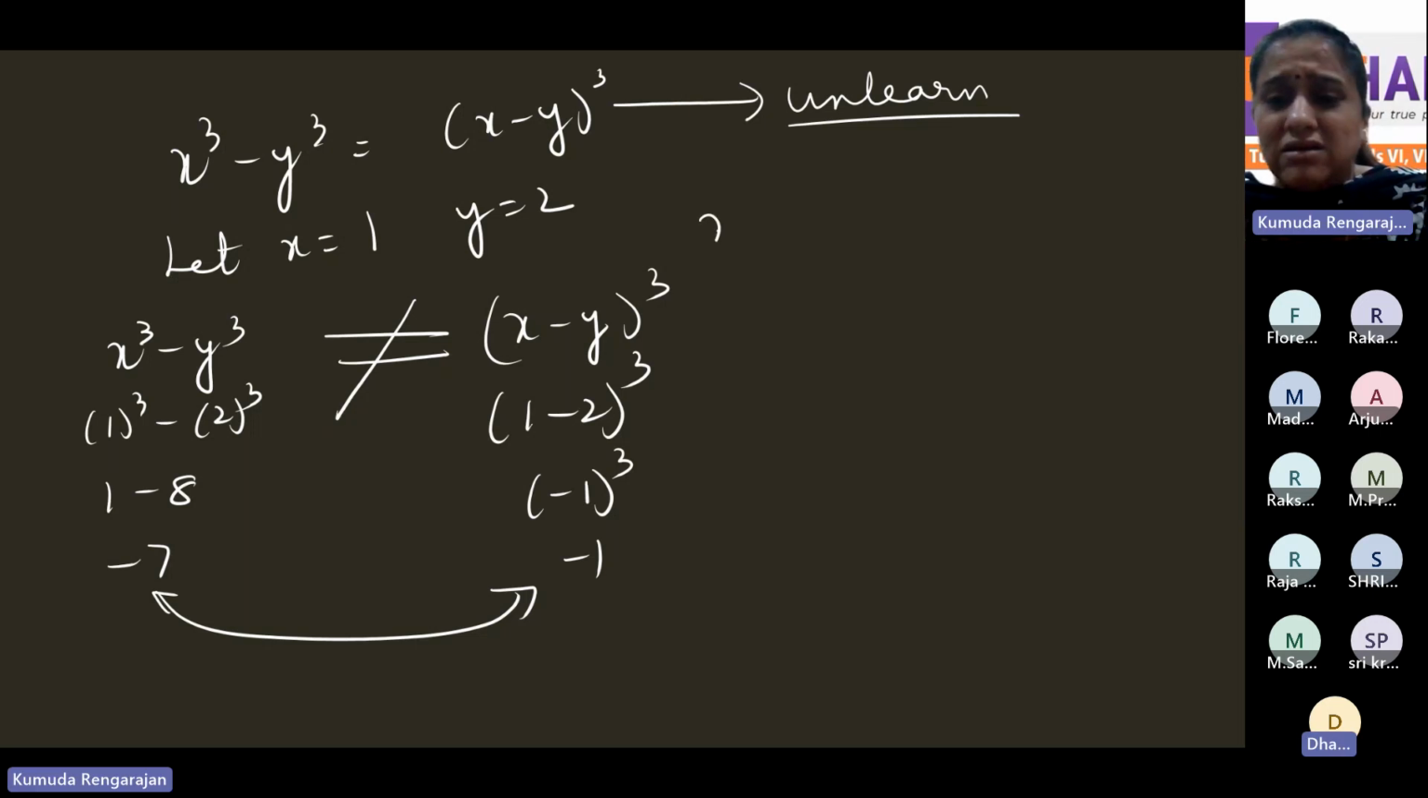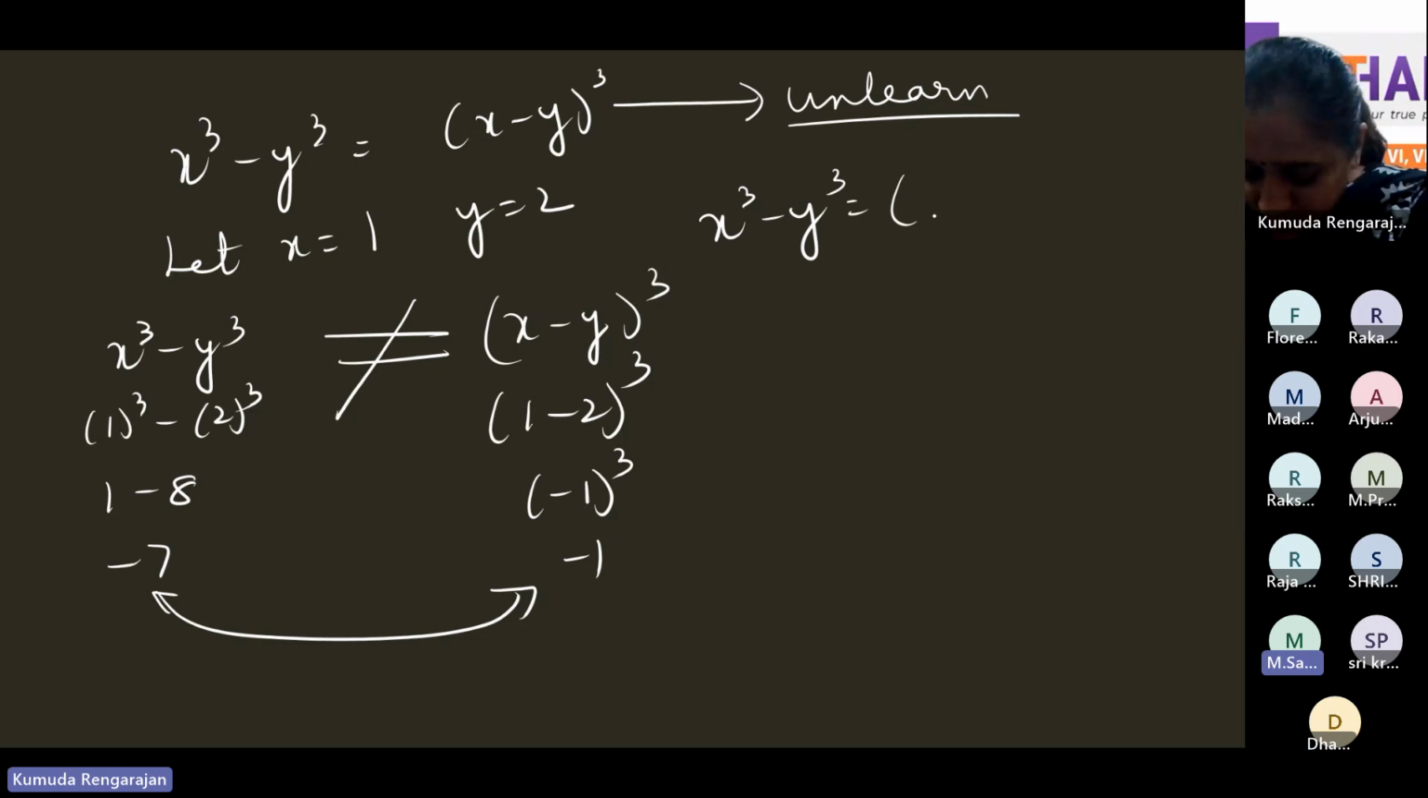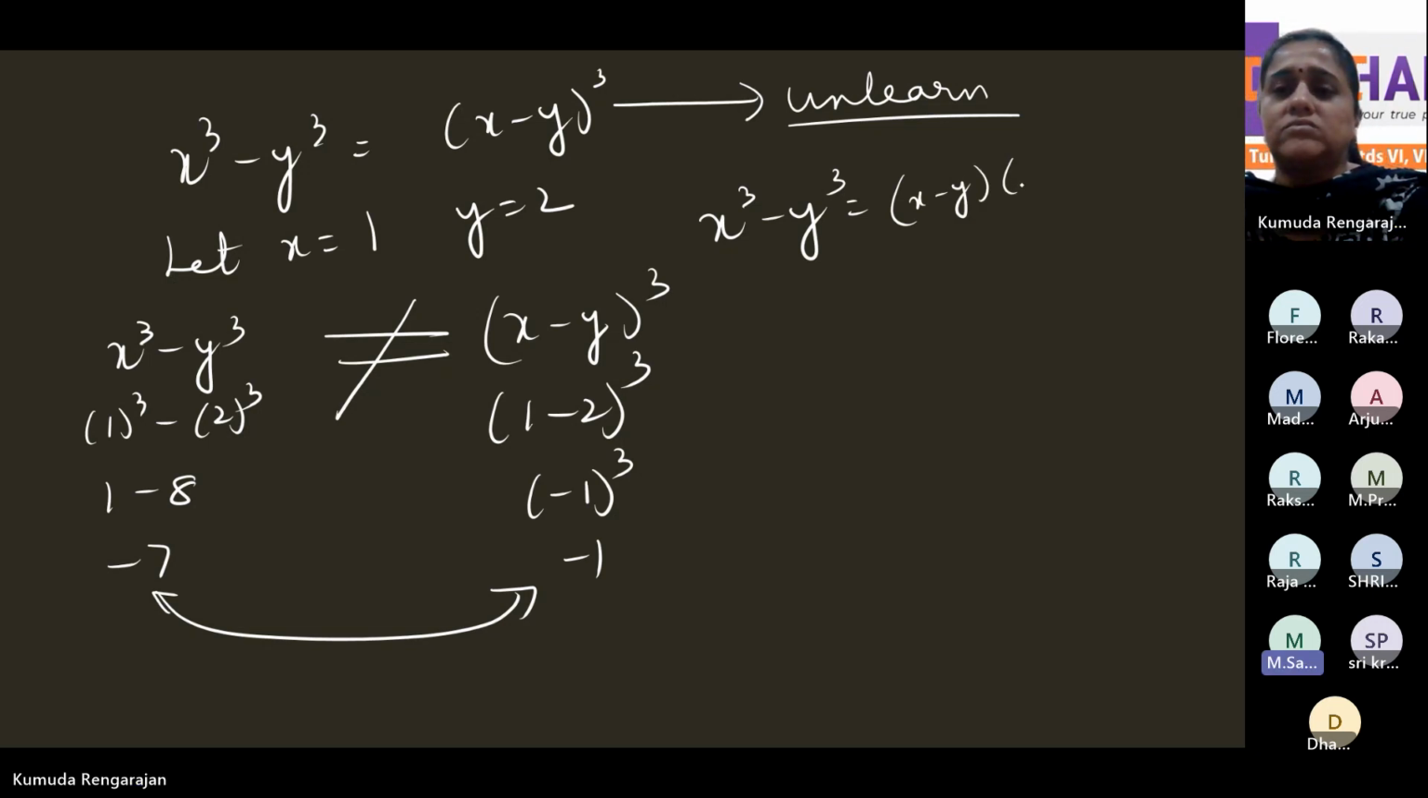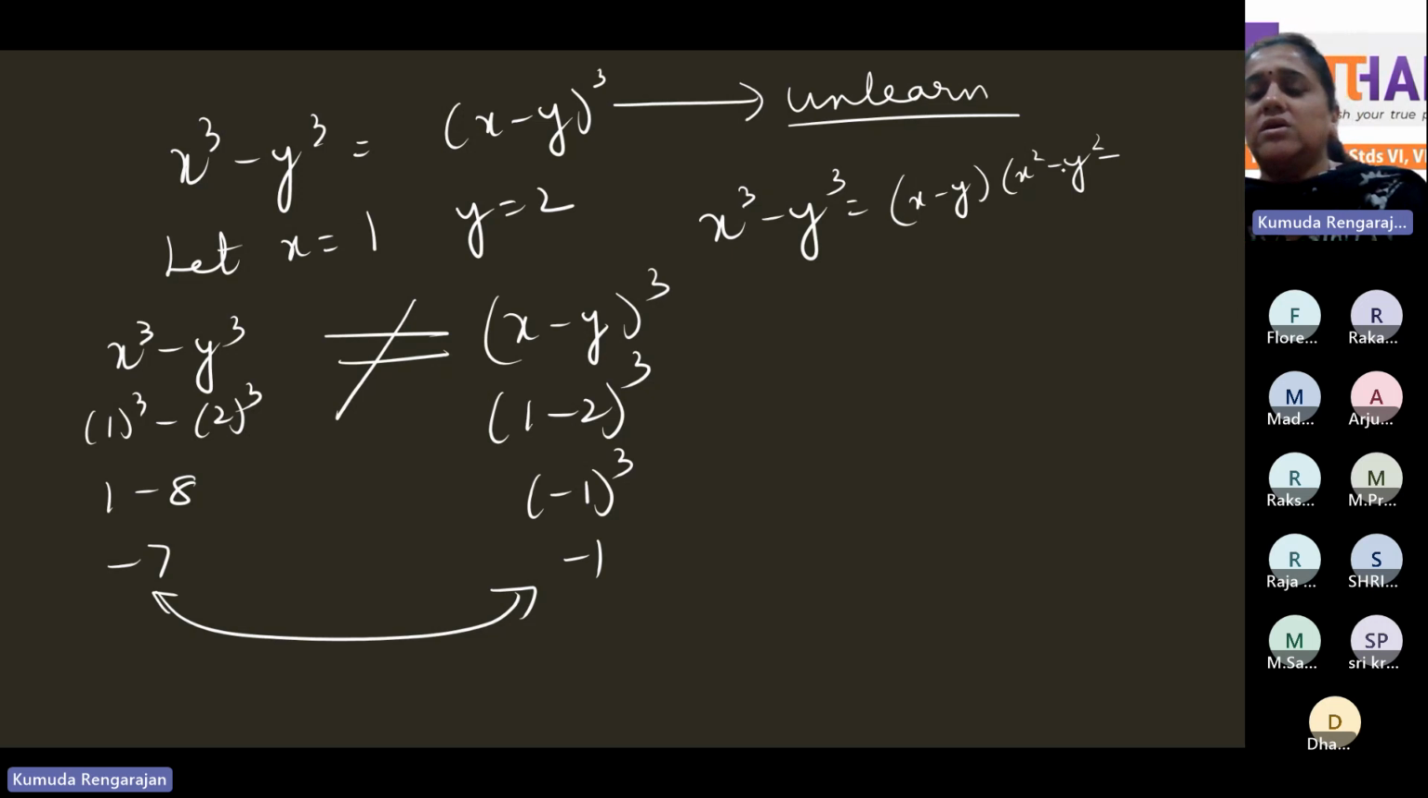Ma'am, sorry, should we take it again? No, what is it, Sashank? x cube is equal to x minus y into x square minus y square minus 2. No, you're not sure, but it's not right either. The signs are incorrect.